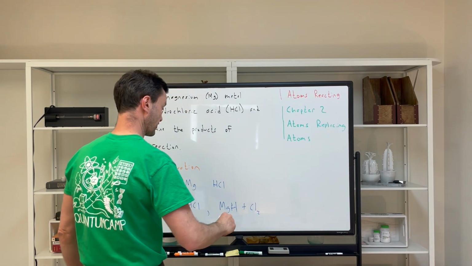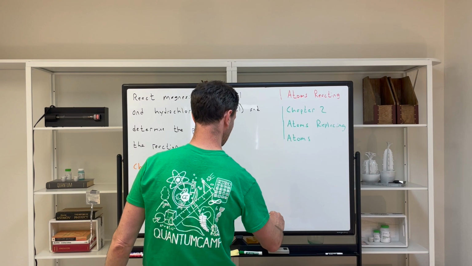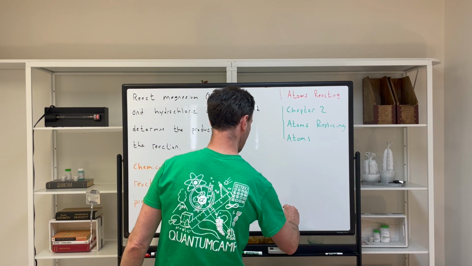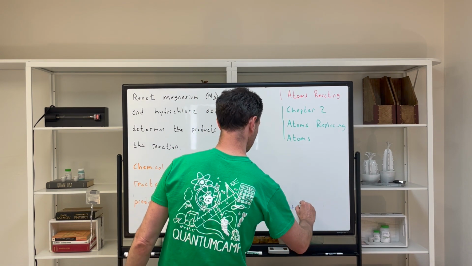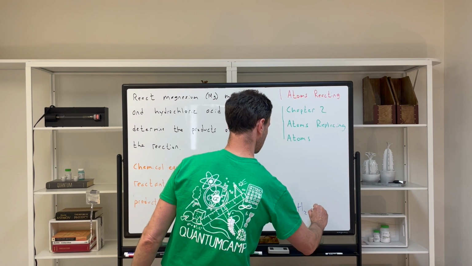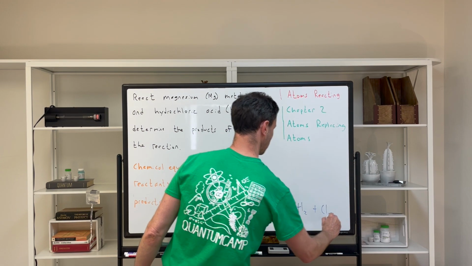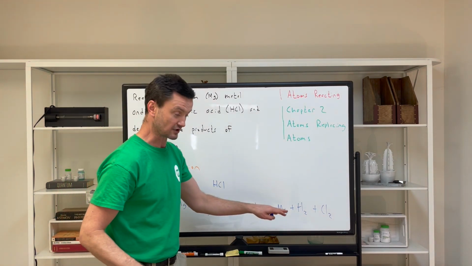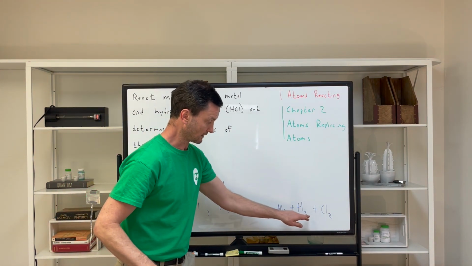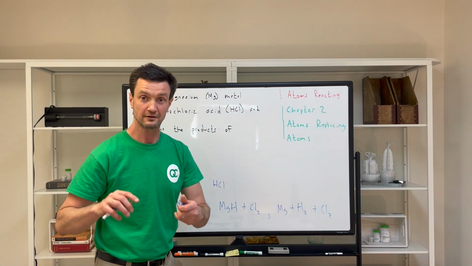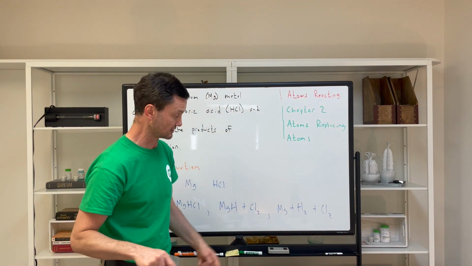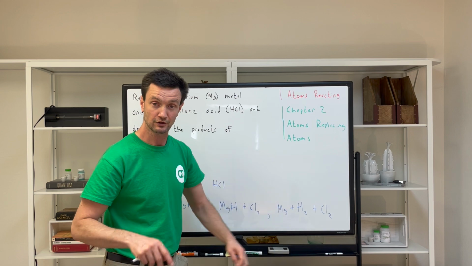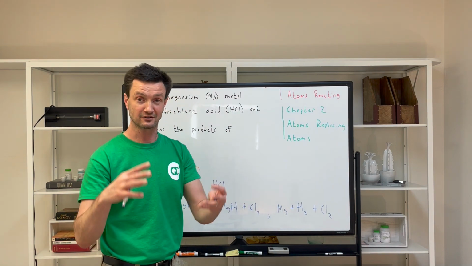A third possibility is maybe the magnesium just causes the hydrochloric acid molecule to separate. And just like chlorine, hydrogen gas is always found in a diatomic state. That means there's always two paired together. You'll never see a hydrogen atom by itself. It's always H2.